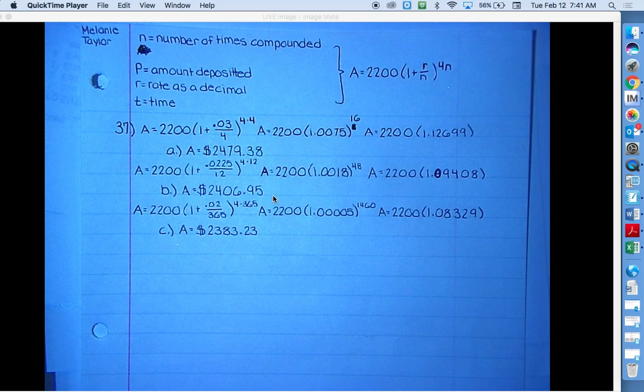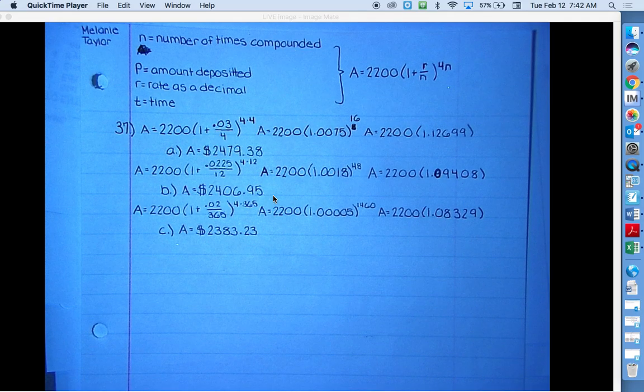And then for the next one, 2.25% as a decimal is 0.0225, and then because it's monthly, you divide it by 12, and then you also multiply the 4 by 12, and then you get $2,406.95. And then for the last one, 2% is written as 0.02, and because it's daily, you divide it by 365, and then you multiply the 4 by 365, and then you get $2,383.23.